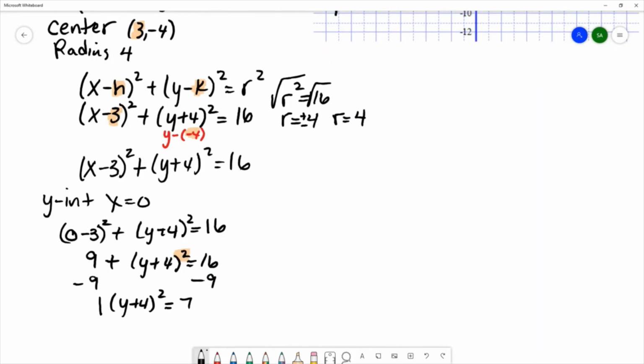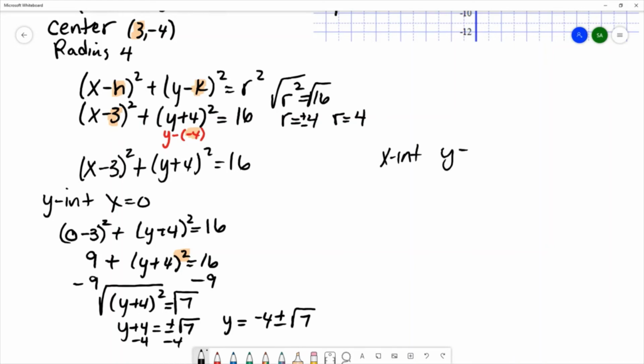And then I'll square root both sides, and that gives me y plus 4 equals plus or minus square root of 7. And then I'll subtract 4 on both sides to get y equals -4 plus or minus square root of 7. So those are my y-intercepts. So then to find the x-intercept, I'm going to let y equal 0.